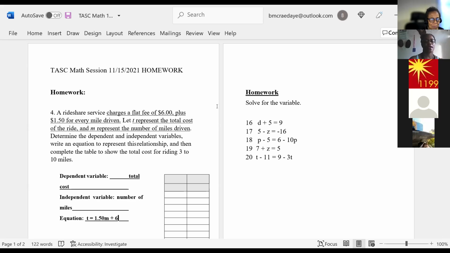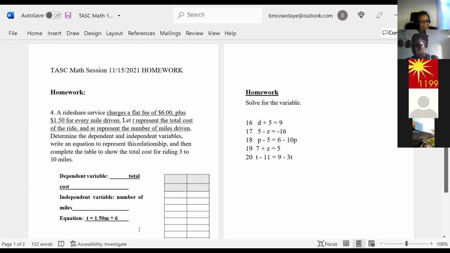Y equals mx plus b. T is your y, your dependent variable, the total cost. 1.50 is your slope, because that's the rate of change, $1.50 per mile. M is the number of miles, and 6 is your flat fee. All right, Maureen, you following? Yes, Miss Barbara, of course.